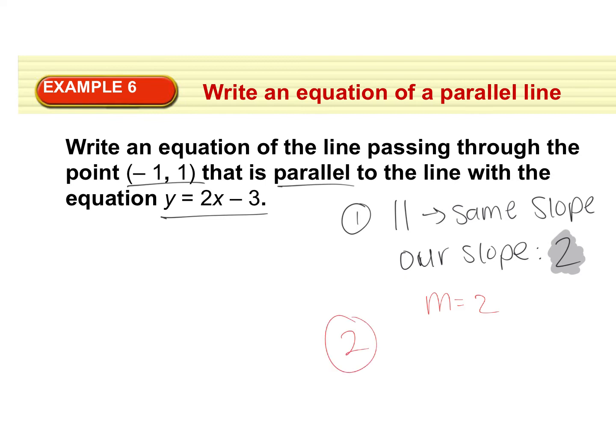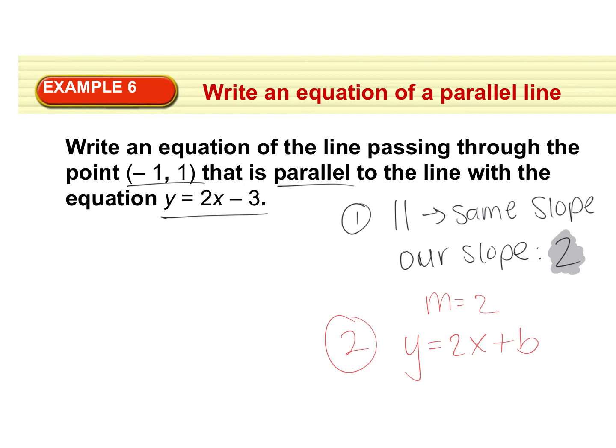Step number 2 is write your equation with the slope in it. It was y equals 2x plus b. We do not know at this time the y-intercept of our equation. We know the y-intercept of this line, but all we needed for this line was for it to be parallel to this. Our y-intercept is not going to be -3 because it's a different line. Do you guys agree? They're two different lines. They should have the same slope, but different y-intercepts.